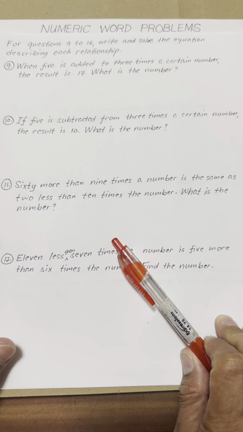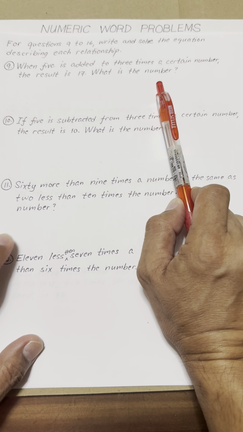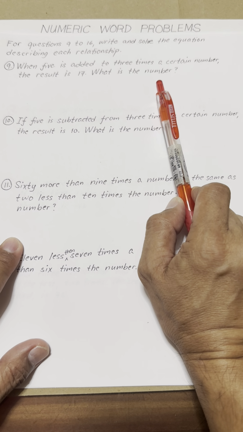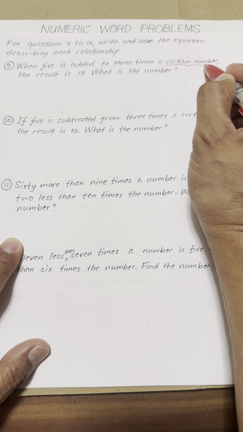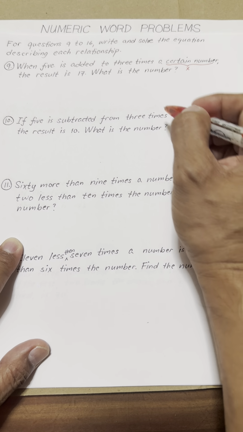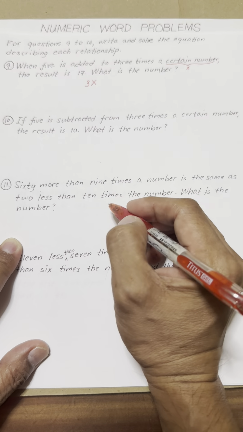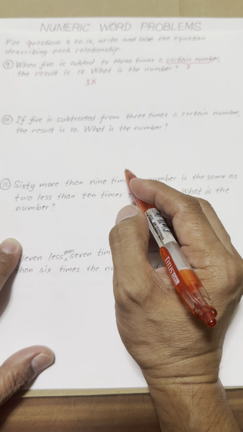So when 5 is added to 3 times a certain number, the result is 17. What is the number? Alright, so we have here what we call a certain number. So we don't know what this certain number is, so we can let that number be equal to x. So certain number, which is x. It says 3 times a certain number. So that one, 3x.